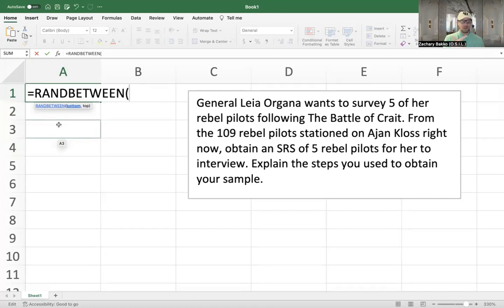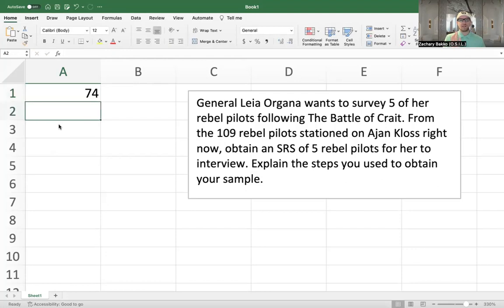So our bottom number, we always start at 1 because with these simple random samples, we have discrete values, okay? And no one is person number 0, okay? They're person number 1, so we always start at 1. Top is going to be our population size, which is, in this case, 109, okay? Then we close our parenthesis, and we're going to get a random number between 1 and 109. And you're thinking, God, how tedious. I've got to do that for 2, 3, 4, 5.